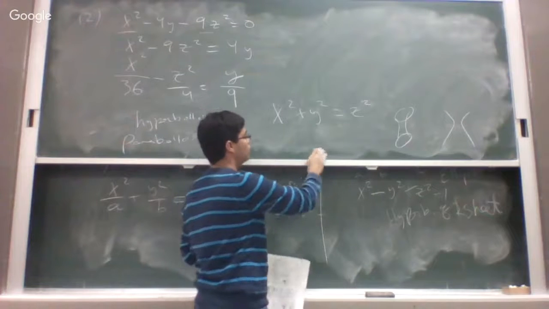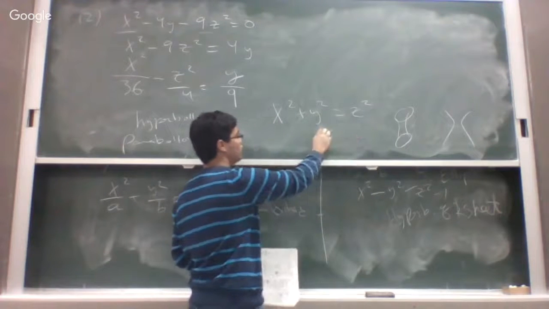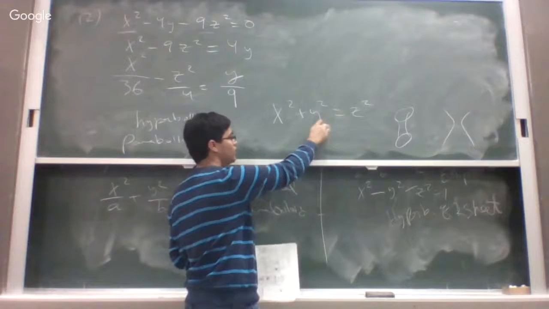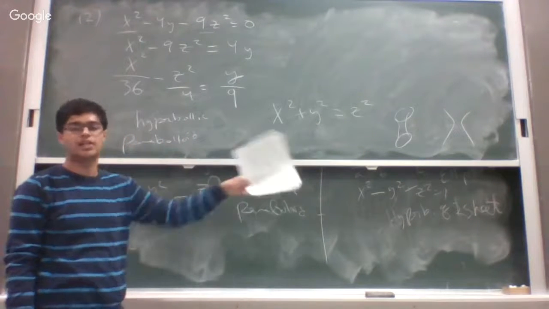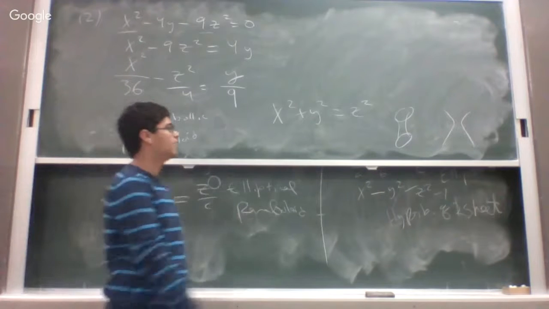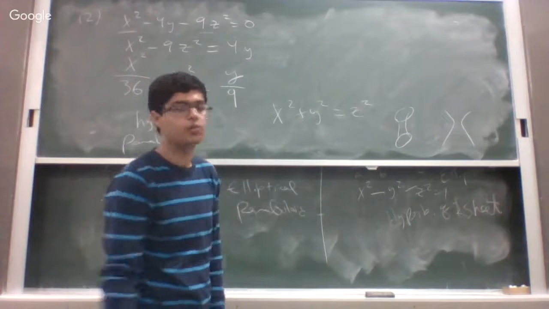So there would be no way to get this equal to a 1. So your option is to have a minus on the inside, but you can bring it to the outside. So then two variables added equal to v squared. That is an elliptical cone.